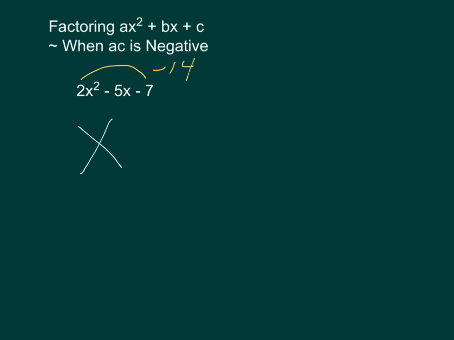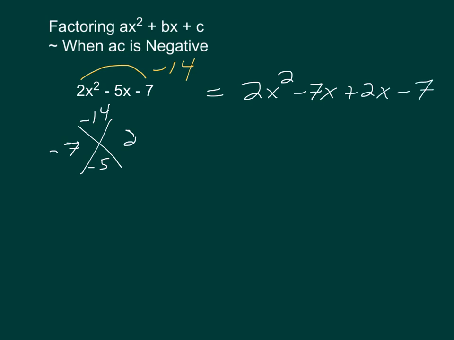Make my little x puzzle. Negative 14 up top, negative 5 down below. What numbers multiply to negative 14, add up to negative 5? 7 and 2 are going to give me negative 14 if I make one of them negative, and I guess the 7 would have to be negative to make them add up to negative 5. And so now what I'll do is I'll just rewrite my expression. 2x squared, instead of minus 5x, I'm going to do minus 7x plus 2x and then minus 7.